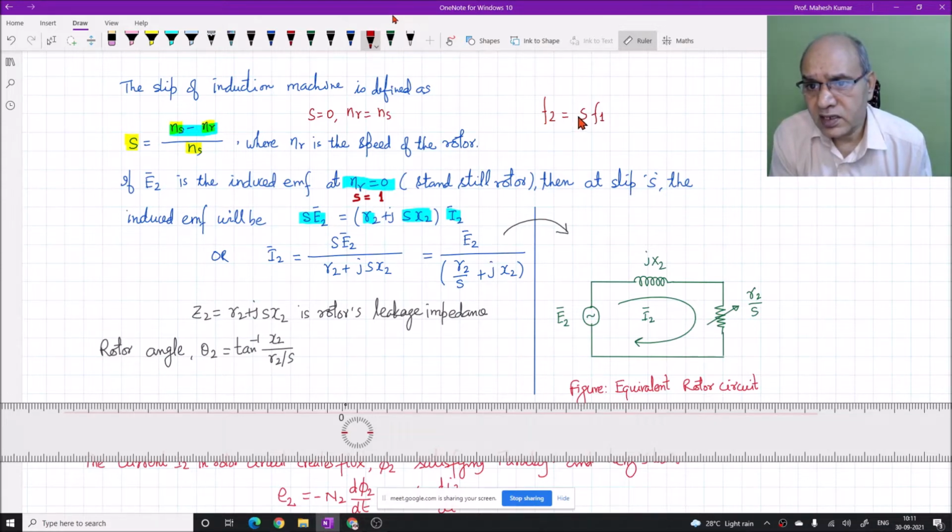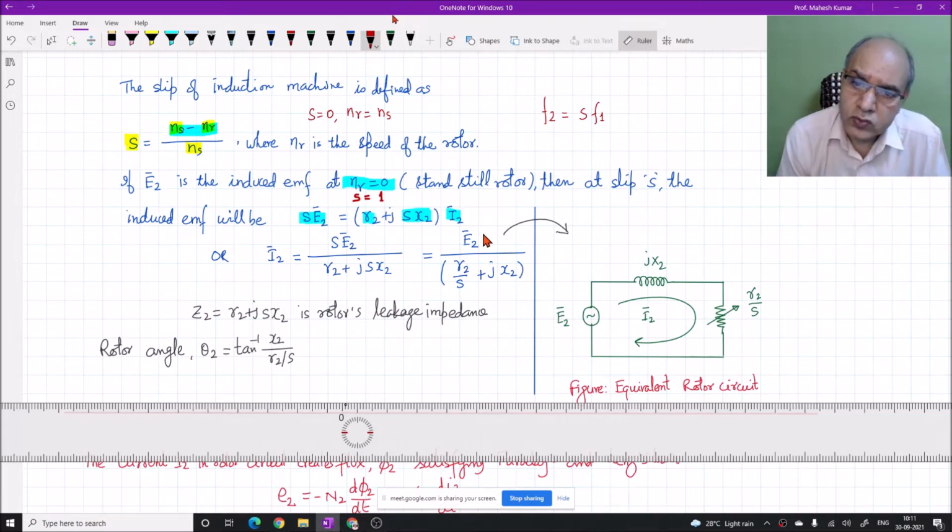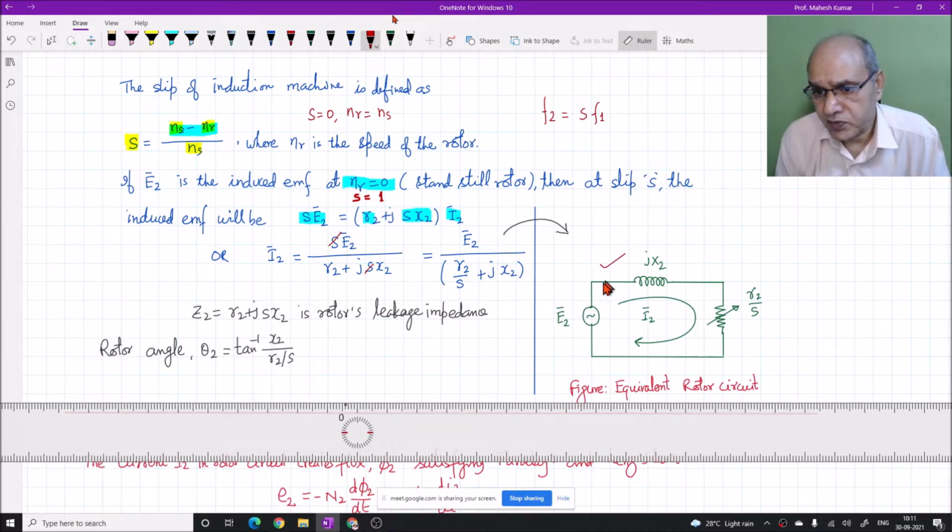So that's why the S term will be applied to all frequency components when you talk about the rotor circuit. Therefore, I2 equals SE2 by R2 plus jX2, which we can write as E2 by R2 by S plus jX2, dividing by S on both sides. And this is represented by this circuit diagram.